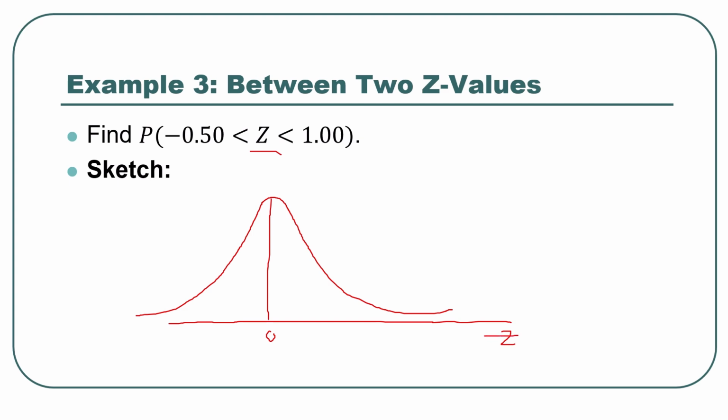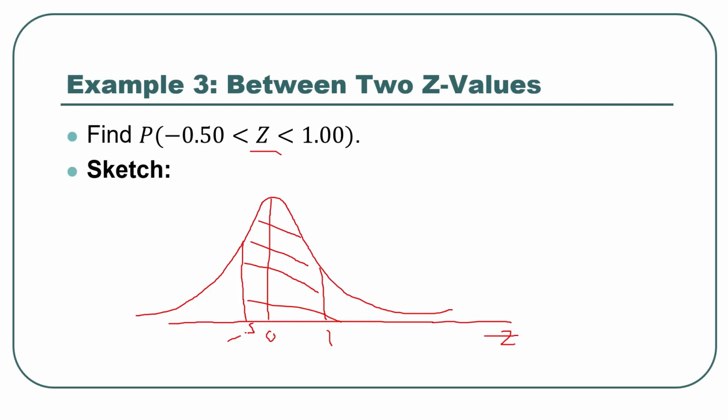And I want to find the probability of all the z's between these two values. 1, which is here, positive to the right of my 0. This is my 1. And the minus half roughly here to the left of my 0. And I want the area in between these two boundaries, so exactly from minus 0.5 to 1. So I want to find that area or that probability. How? Again, using my table, standard normal table.